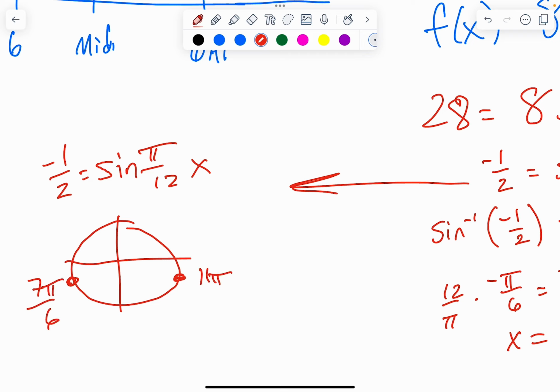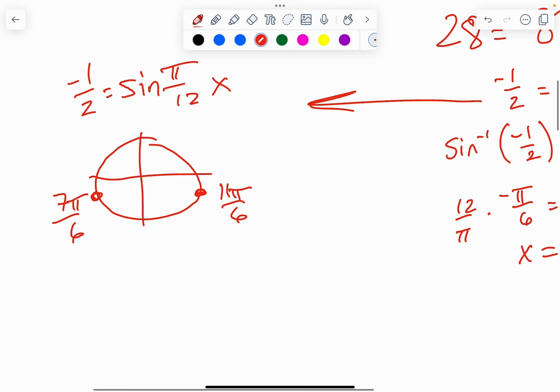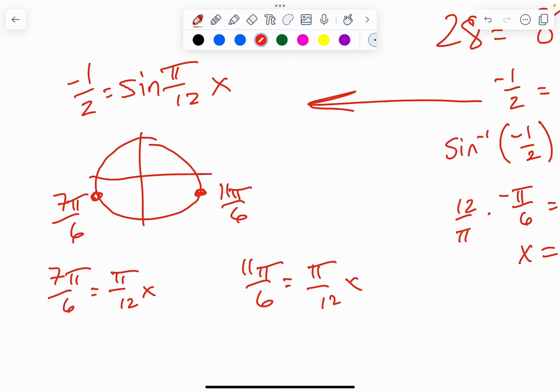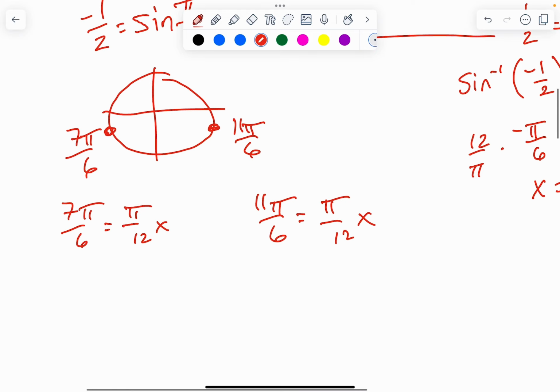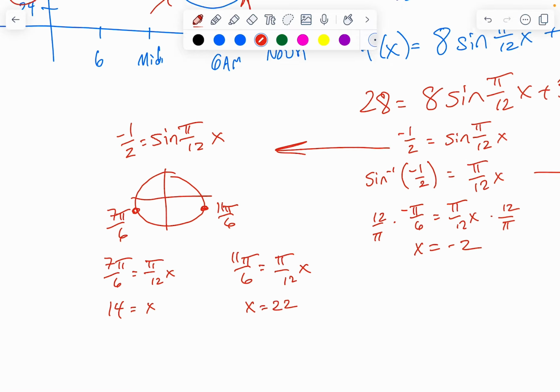The second positive answer is 11 pi over 6. So I'm going to say 7 pi over 6 needs to equal pi over 12x, and 11 pi over 6 needs to equal pi over 12x. And then what do I do? Multiply by 12 over pi. That gives me 14. And that gives me 22. What does that mean? It means 14 hours after noon.